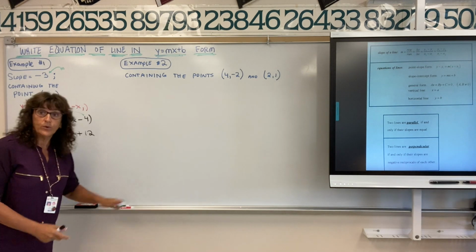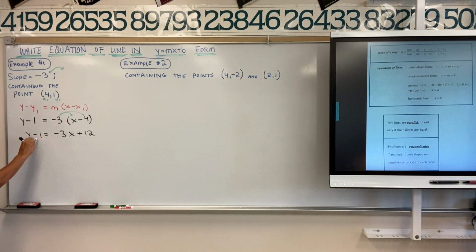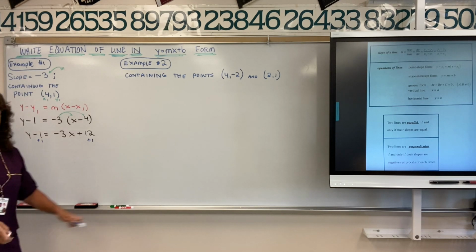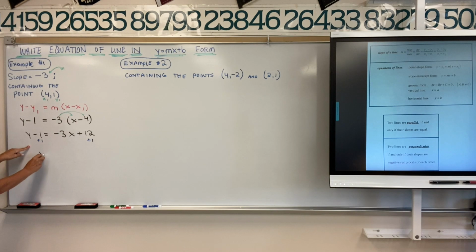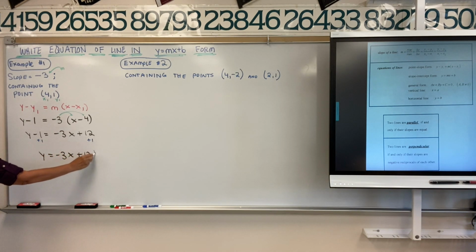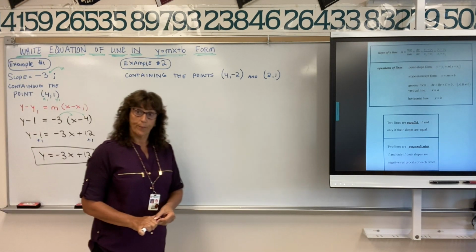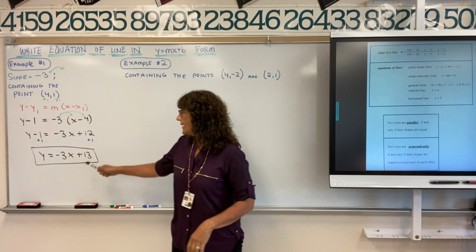And then finally, let's move the y-intercept to the other side. So we want to add 1. We don't want y minus 1. We're trying to get y equals. Add 1 to both sides. So y equals -3x plus 13. Here is the equation of the line given in slope-intercept form, y equals mx plus b form.